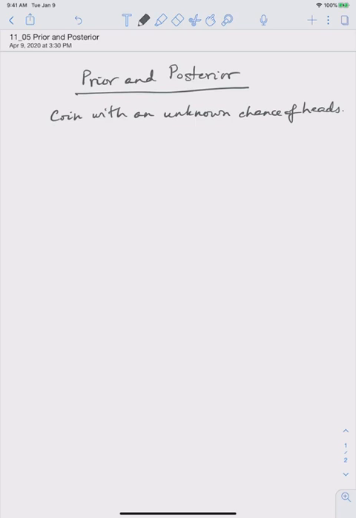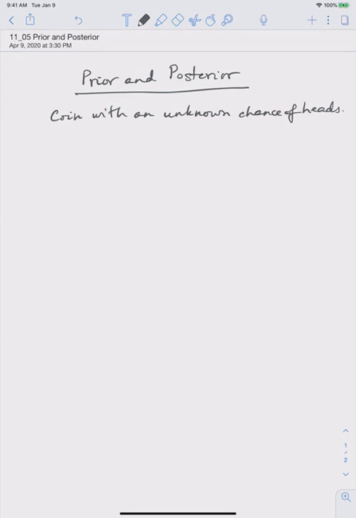Once again, suppose you have a coin with an unknown chance of heads. The frequentist is going to interpret this to mean that the chance of heads is some fixed number p, I just don't know it. It is a nail that has been hammered into the unit interval. I don't know where it's been hammered in, but the nail is fixed, it doesn't move.